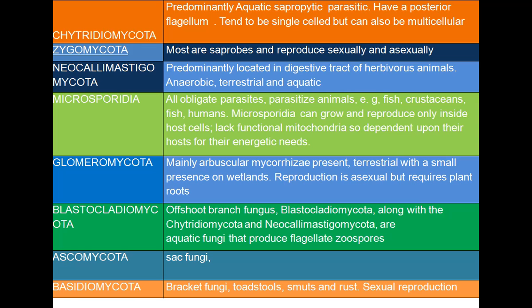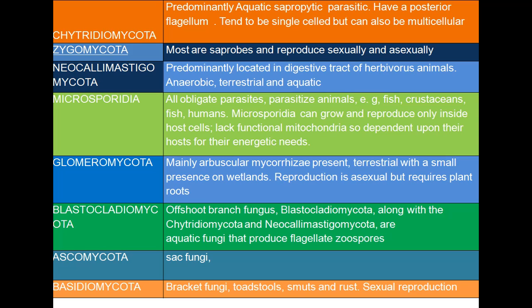In earlier times, the classification was Phyco, Asco, Basidio, and Deuteromycetes. So Phycomycetes has been removed from the recent classification of fungi, and instead there are classes like Chytridiomycetes. This was the family of this one, and different orders have been upgraded up to the kingdom level. So Chytridiomycota is predominantly aquatic, saprophytic, parasitic, and has a posterior flagellum.